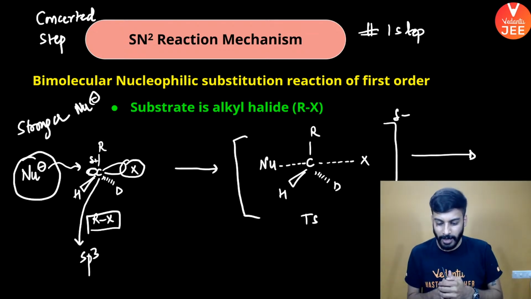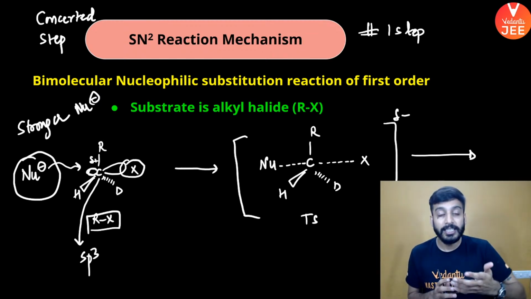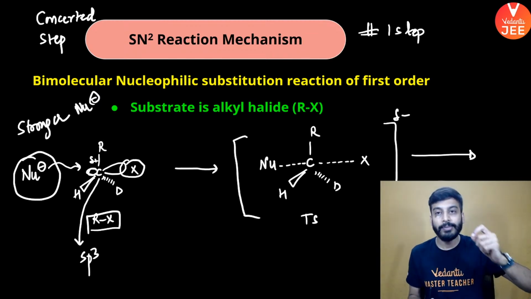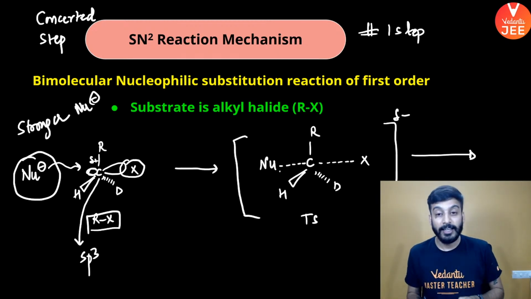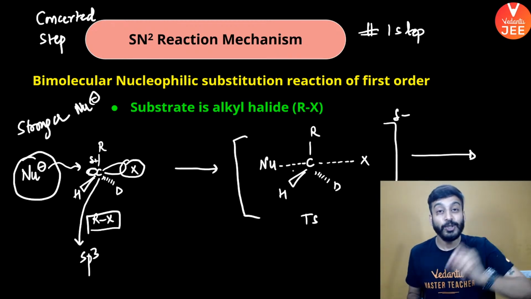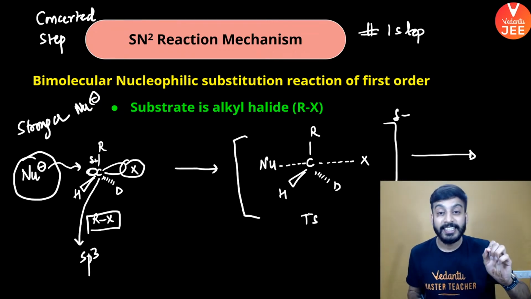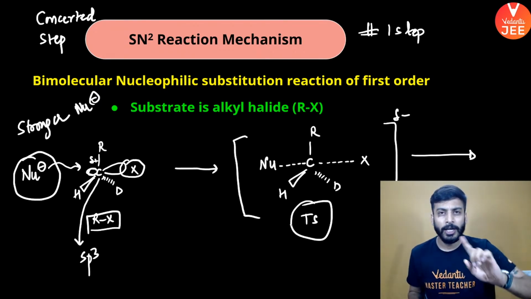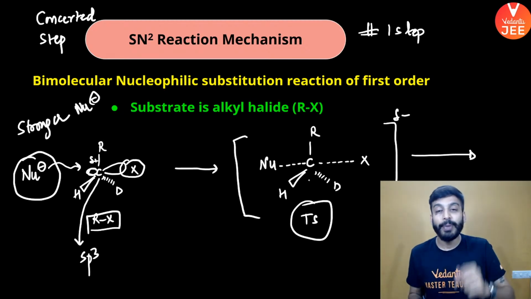This point is clear? Sabko samajh aaya? Why it is called as a concerted reaction? It involves simultaneous breaking and making of the bond. Okay? And then it means SN2 reaction will be passing by a transition state, highly unstable situation. You will not be able to isolate it. You get a TS, a transition state in this formation where you see carbon is pentavalent.